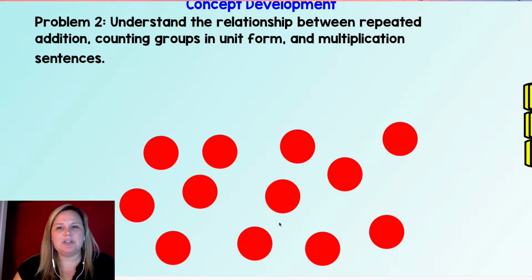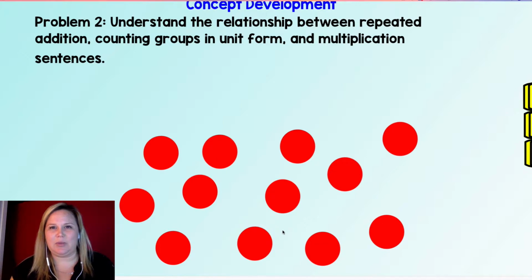So counting groups in unit form, that sounds kind of weird, right? Well, unit form is just making sure that you have the same number of items in each group. That's it. So for this problem, you're going to need your 12 counters. Make sure you count out 12 counters, and you're going to use your counters to make equal groups of 2. So how many counters will you put in each group if you're trying to make equal groups of 2? If you said 2, you got it.